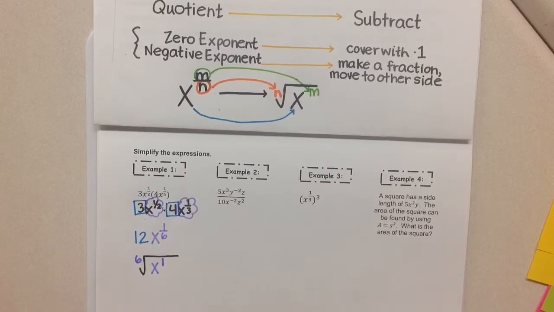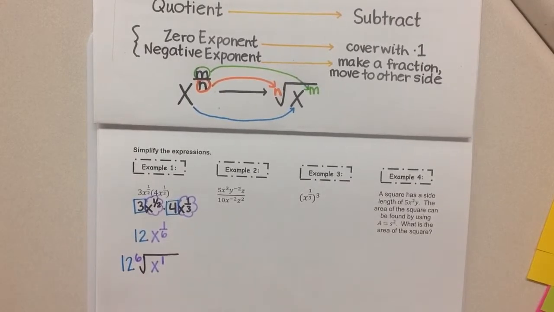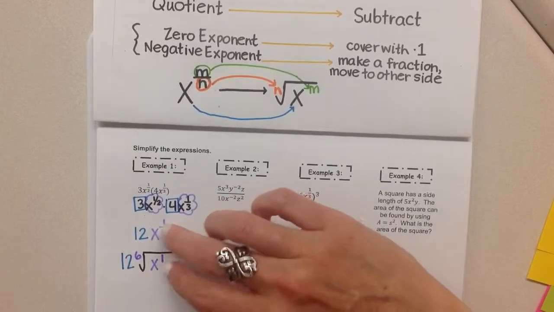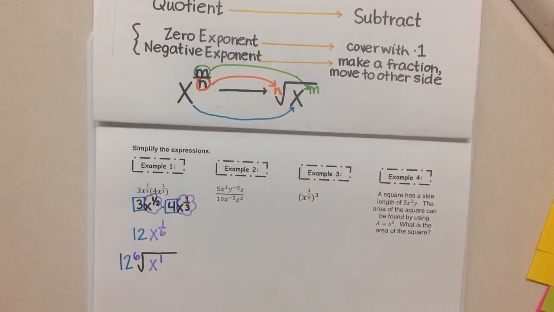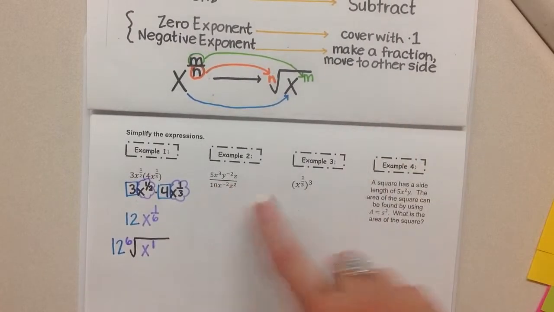So the only place left for that 12 to go is it's going to have to be outside the square root and being multiplied. So these are saying the same answers, they're just written two different ways. So I want to just touch on that in case they show you that in a test or a quiz. All right, so let's look at example 2.